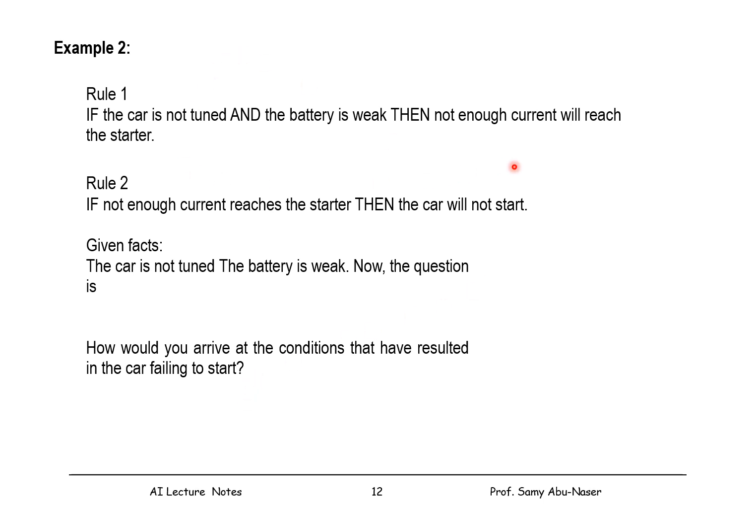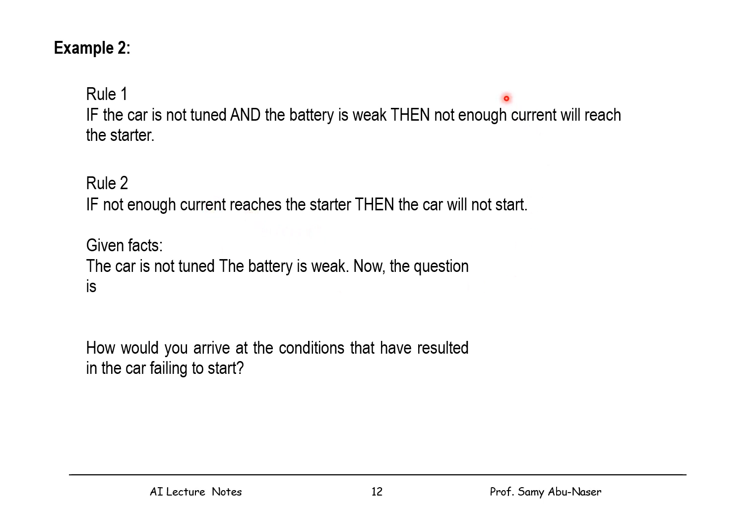We check the right hand side of rule 1 and rule 2, taking into consideration the facts: the car is not tuned, the battery is weak. And the question asks what resulted in the car failing to start. The car will not start is here in rule 2, on the right. So when we execute it, it will give us not enough current to reach the starter. This is our new goal: not enough current reaches the starter.